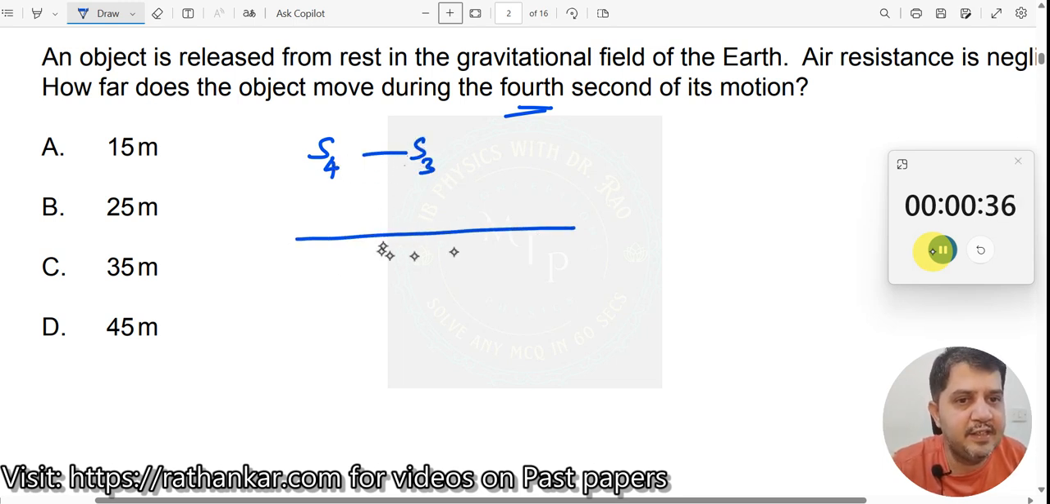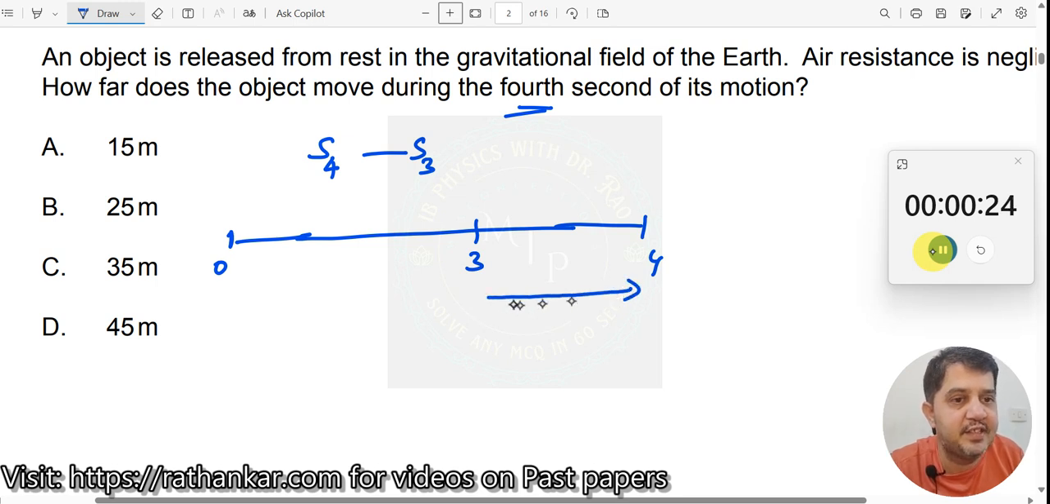See, this is the path. This is t equal to 3 seconds. This is t equal to 4 seconds. He is not asking for the distance from 0 to 4. He is asking you for this distance over here. So how do you find this? You need to find S4, then subtract S3 from it and get the value. That's what you need to find.